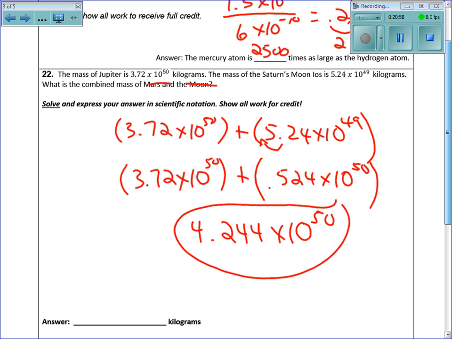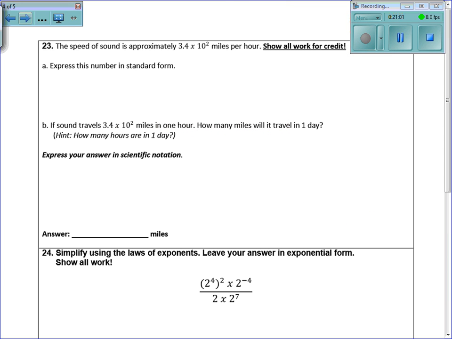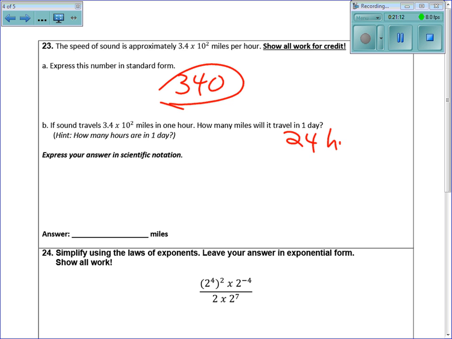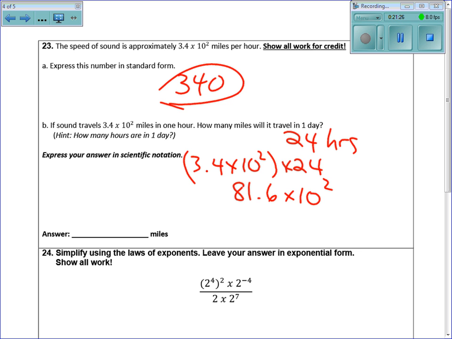All right, last page, number 23. Express that number in standard form, so move the decimal twice to the right, 340. How far will it travel in one day? One day is 24 hours, so I just need to do 3.4 times 10 to the second times 24. 3.4 times 24 is 81.6. Keep the exponent the same since nothing changed it. Move the decimal one to the left. 8.16 times 10 to the third. Or you could have done 340 times 24 and then convert your answer to scientific notation.